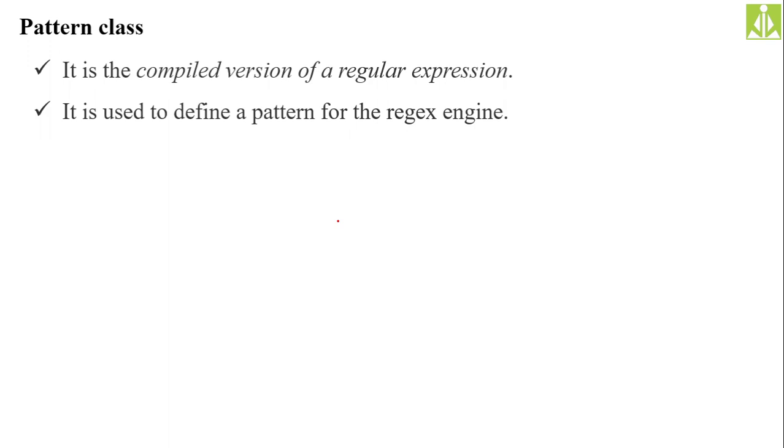Then we have the pattern class. It is the compiled version of a regular expression. So it will have a pre-processed regular expression in it. If you create an object of this pattern class, what will we have inside that object? We will have a pre-compiled regular expression. That's the reason we say it is the compiled version of a regular expression. It will hold that regular expression after processing. We can say it is a working regular expression, or the dynamic form of a regular expression. It is used to define a pattern for the regular expression engine.